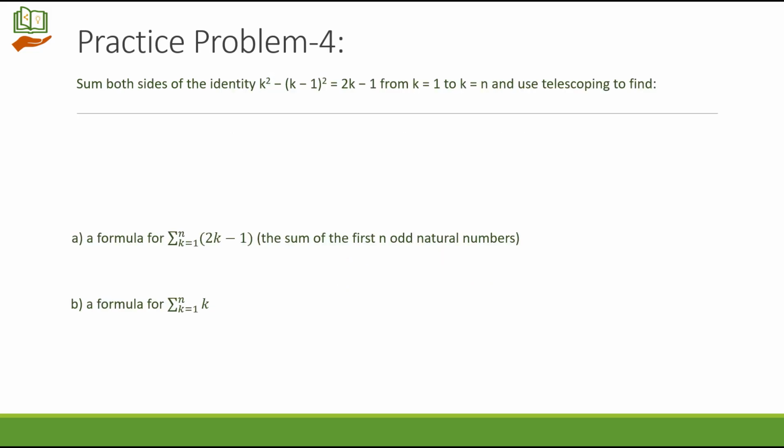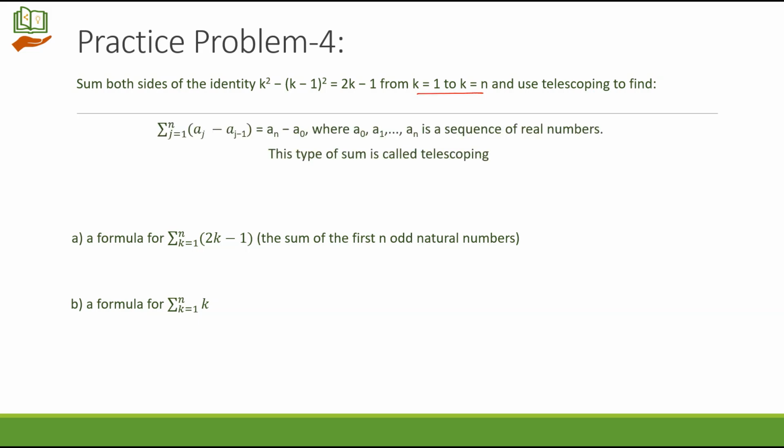Next problem: sum both the sides of the identity k squared minus (k minus 1) the whole squared is equal to 2k minus 1, from k is equal to 1 to k is equal to n, and use telescoping to find. What is telescoping? We have a summation running from j is equal to 1 to n of aj minus a(j minus 1), which is equal to an minus a0, where the terms will be a0, a1, ..., an in the sequence of real numbers. This type of sum is called telescoping.